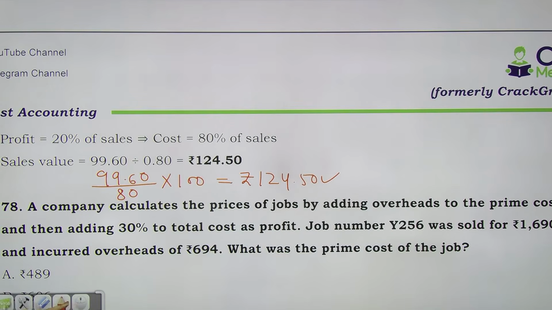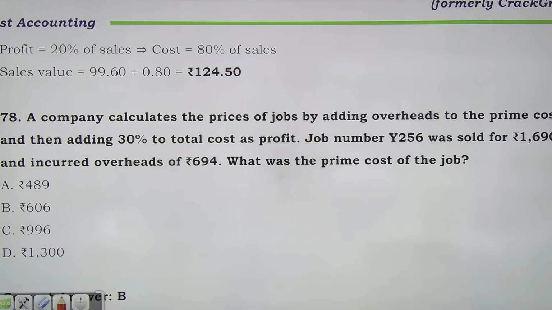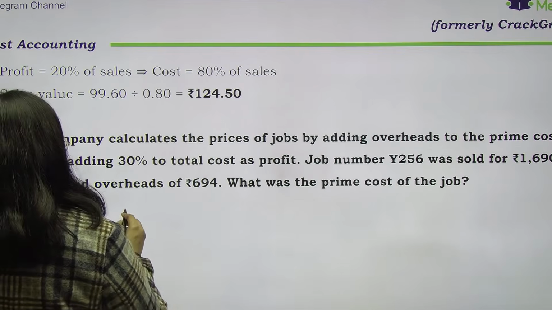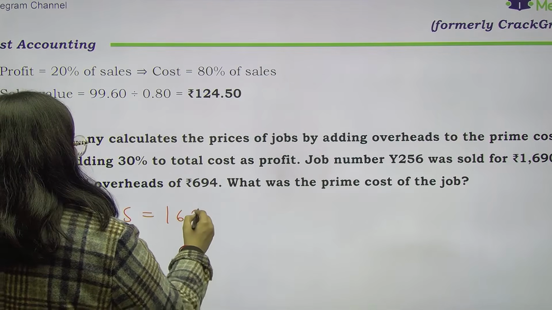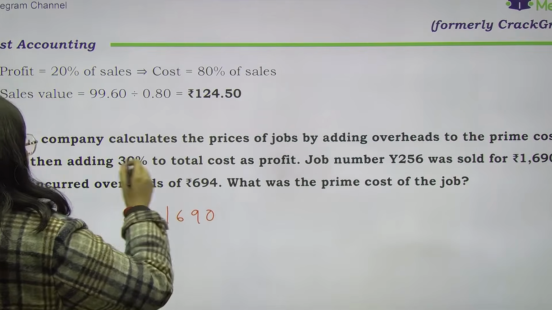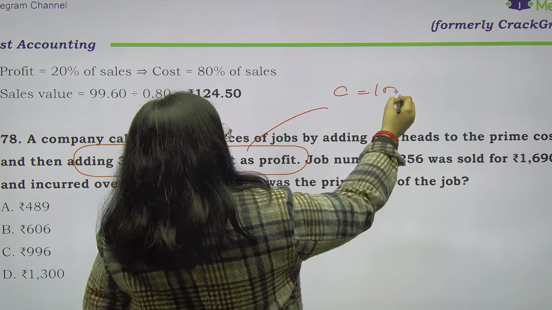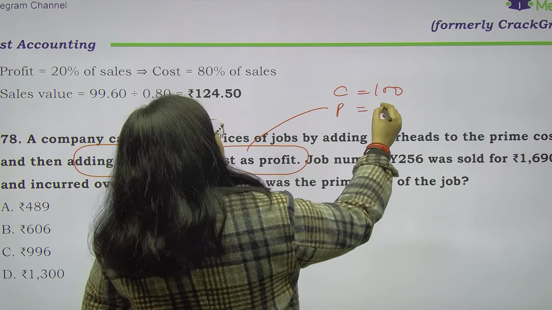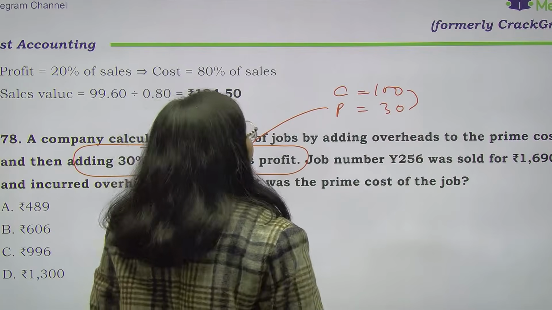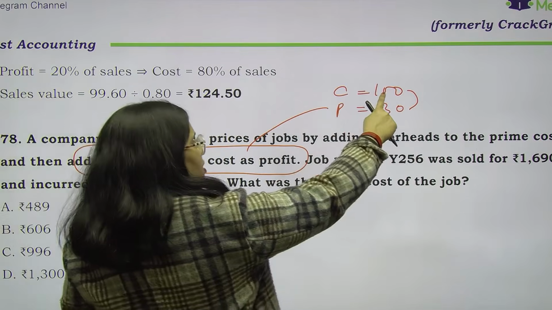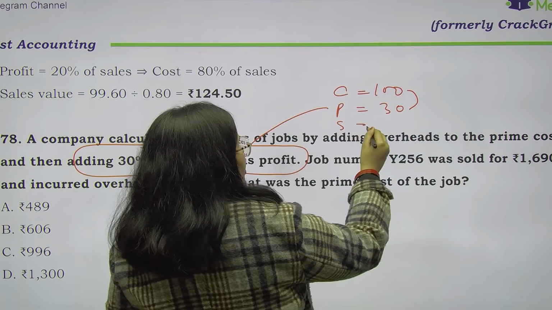Then you have a company that calculates the prices of a job by adding overheads to the prime cost, ठीक है? And then adding 30% to total cost as profit, ठीक है? That's the practice. Now you have been told that there was a job, it has been sold for 1690. So if this is sold for 1690, let us see this relationship. If cost is 100, profit is 30, obviously we are calculating like this, they have said 30% of cost as profit. So if cost is 100, 30% of that is profit, sales is going to be 130.